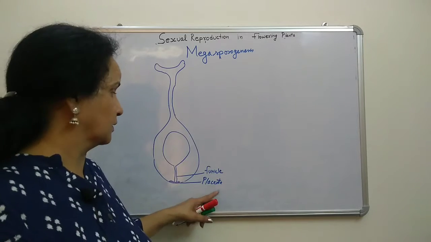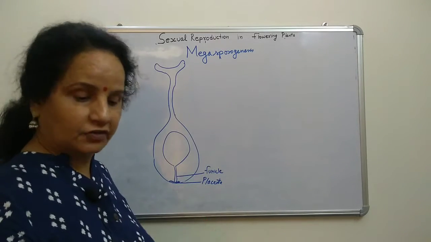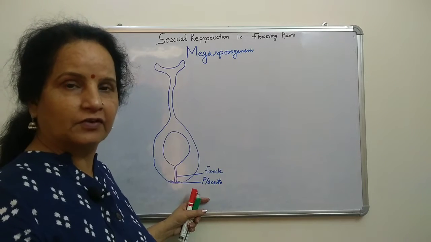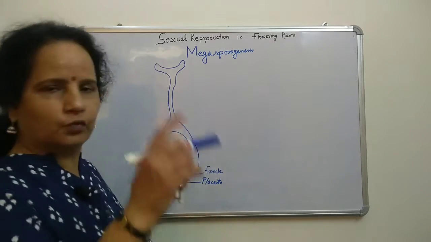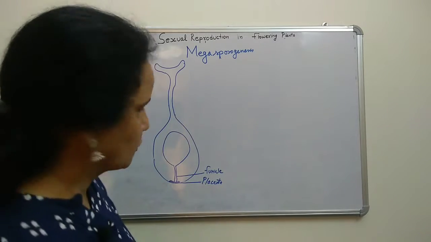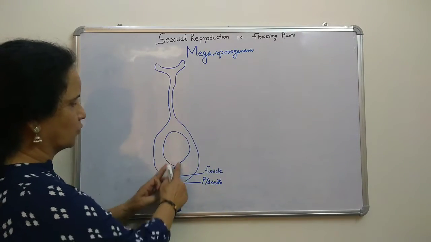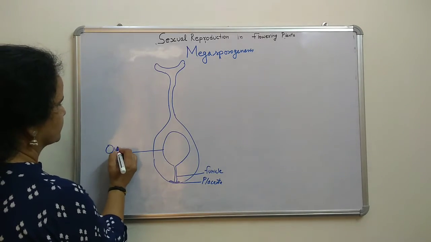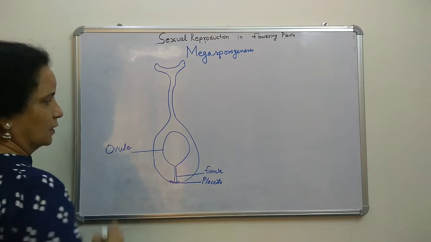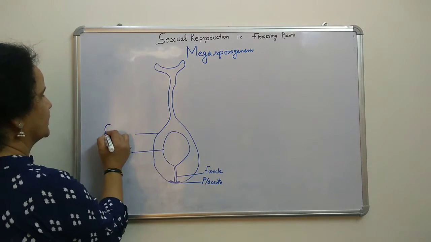We read about the different types of placentation: axile, parietal, central. We are not going into placentation now; we are only talking about the arrangement of this ovule with the wall. This is the ovule, and this is the ovary.